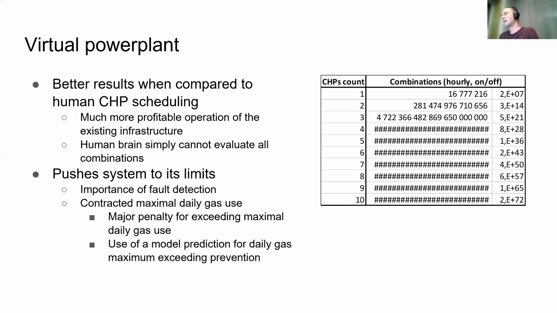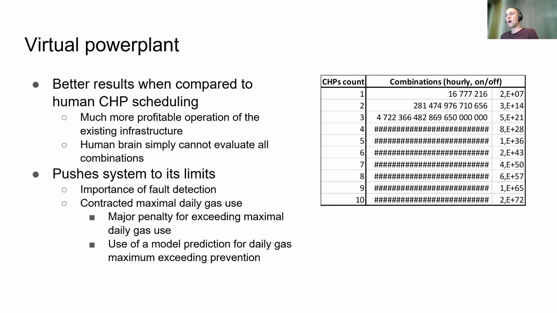And if you have 24 hours per day and you schedule on/off for each hour, in this table I summarize the amount of combinations. So if you have one CHP unit, you have 16 million, but if you have 2 units, it's a number I cannot read. And if you have 10, you cannot even write such a number. So it's quite obvious that a computer or some algorithm can evaluate this more precisely.